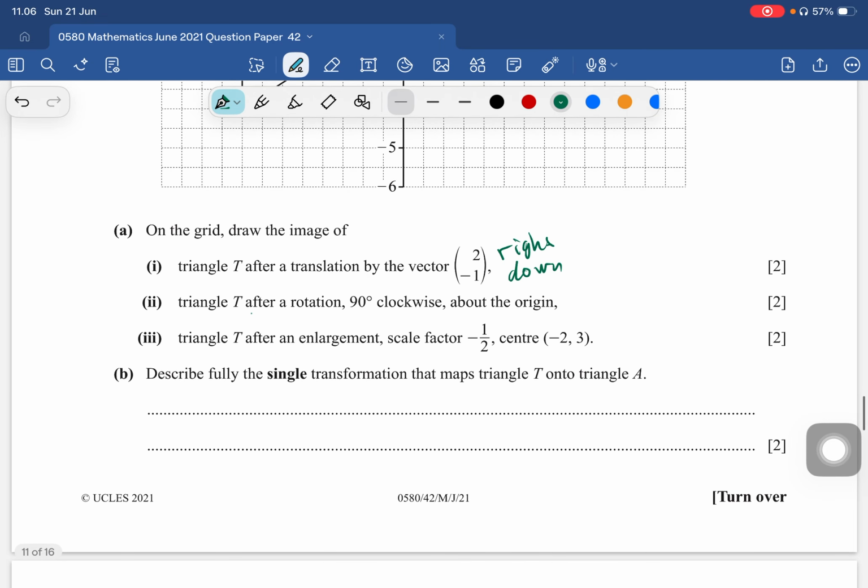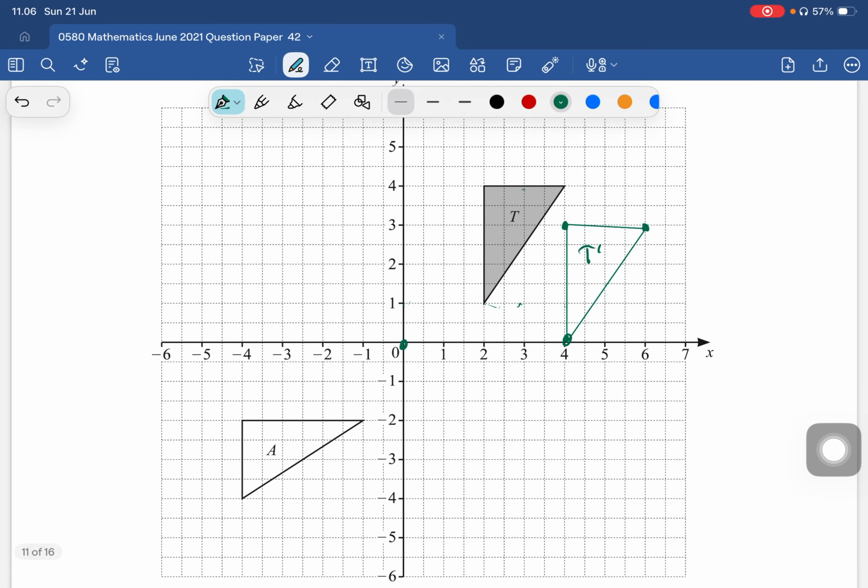Next we got triangle T after rotation 90° clockwise about the origin. So here it is. For 90° we can count 1, 2 and 1 here. So 1, 2 and 1. So the first point is 1, 2 and 4. So here is 1, 2 and 4. 1, 2, 3, 4. And here is 1, 2, 4 and 4. So 4 and 4. Here it is. Here is after rotation 90° clockwise.